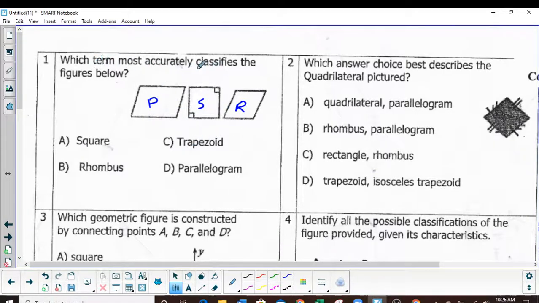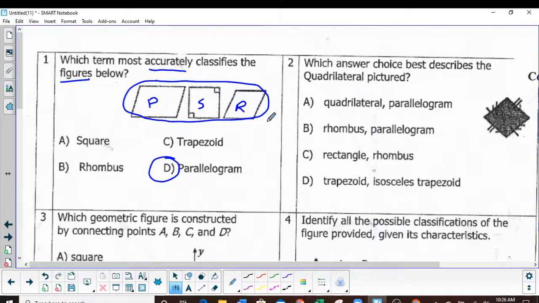Okay. So which one would most accurately classify all of these figures together? Not just one, just all of them together. Are they all rhombuses? No. Are they all squares? No. Are they all parallelograms? Yeah, they all fit the definition of a parallelogram. Okay, two pairs of parallel sides, all you got to have.